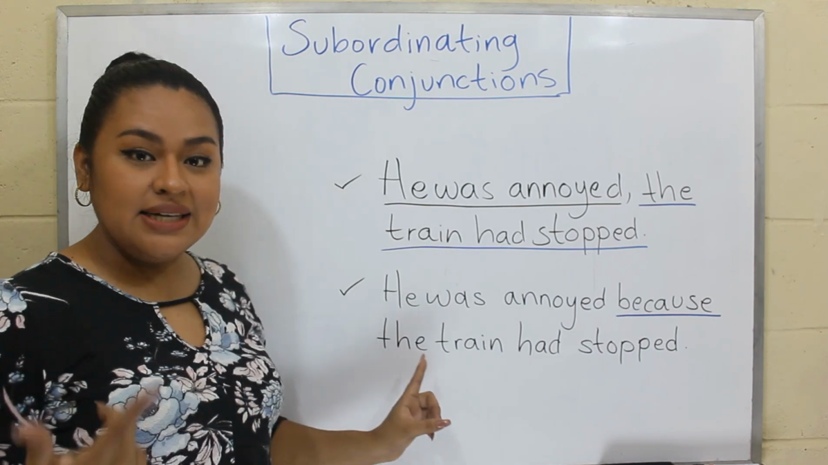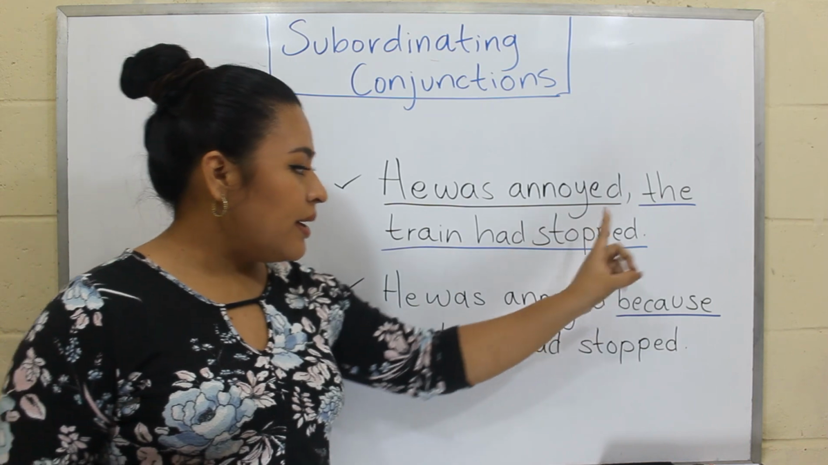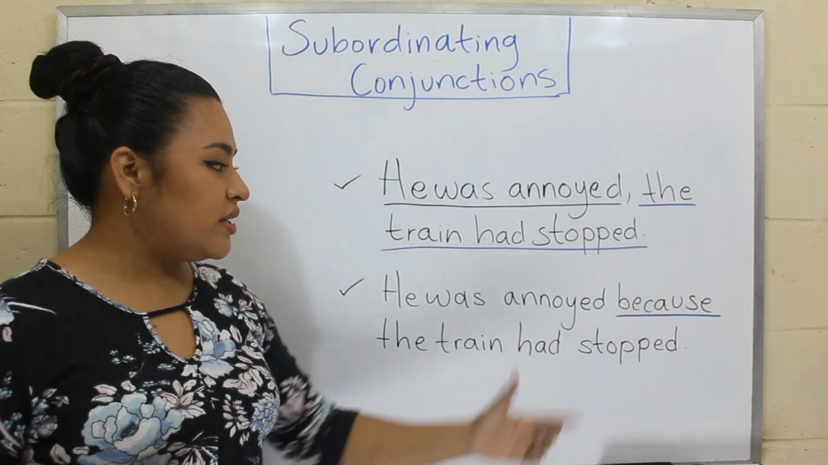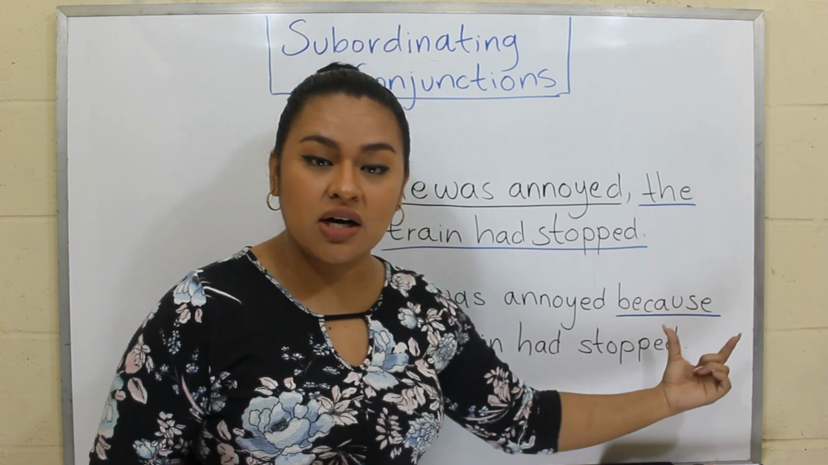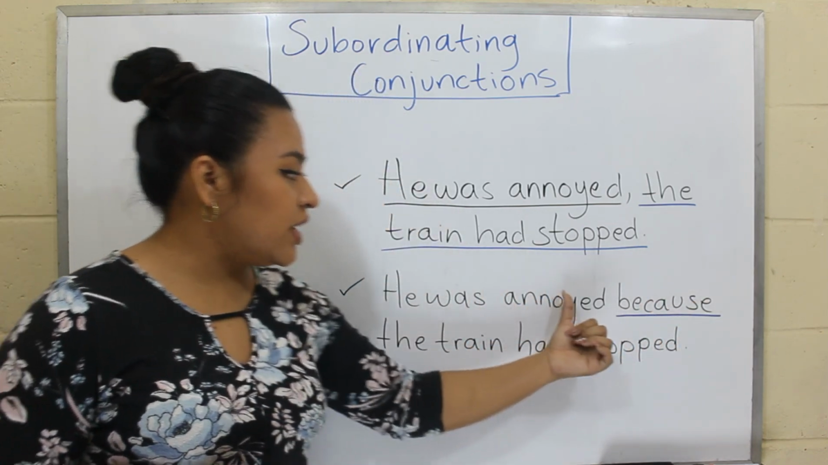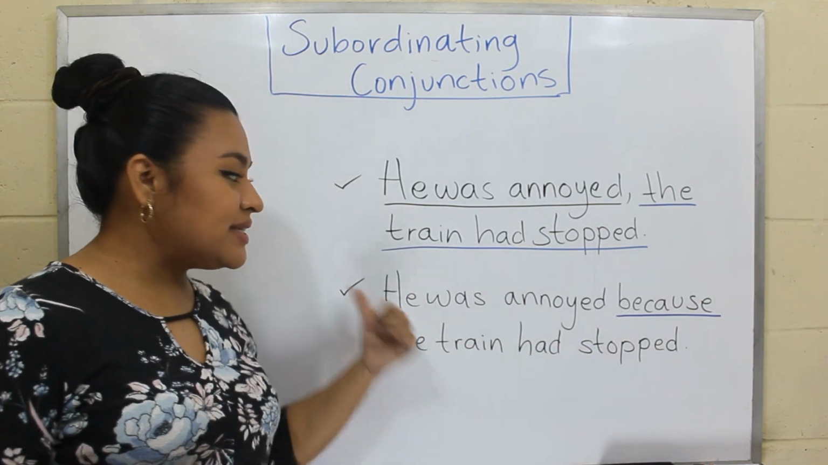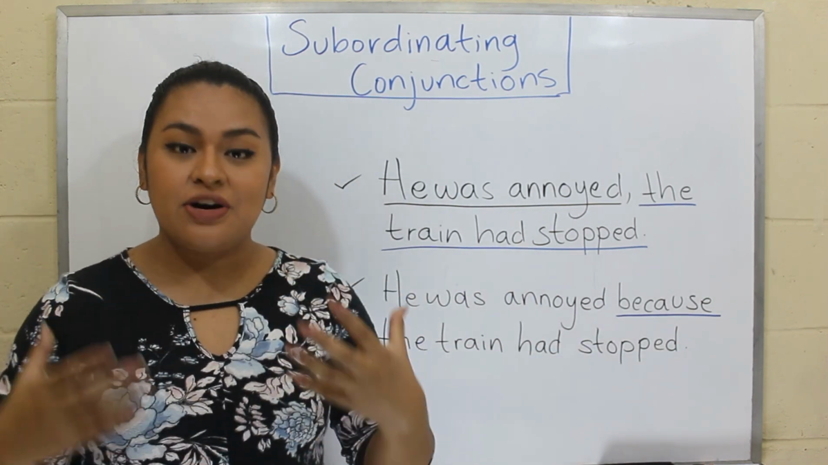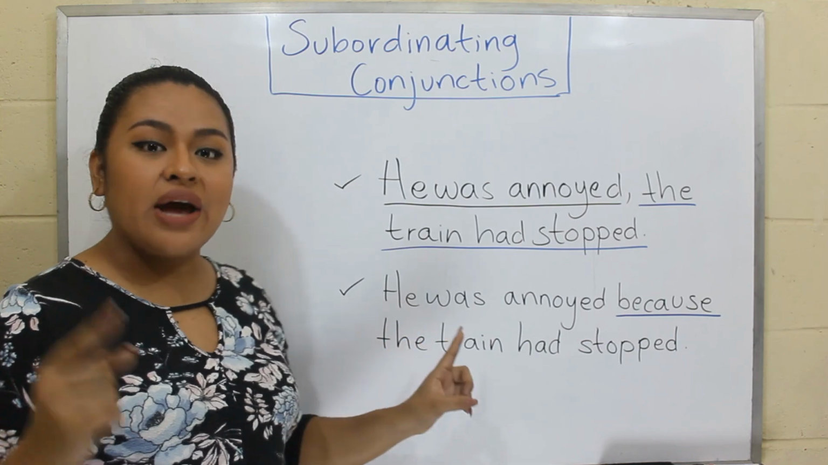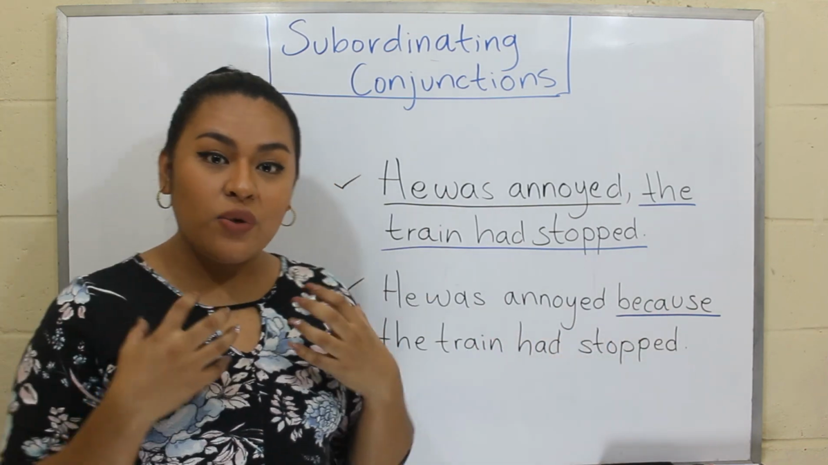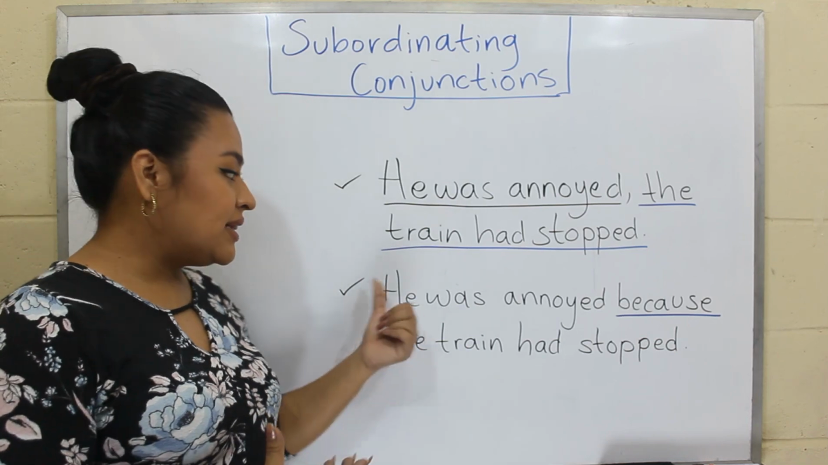So let's see the next sentence. He was annoyed because the train had stopped. You can see here that we are using the conjunction because to join he was annoyed and the train had stopped. So now this sentence has a different meaning. The reason why he was annoyed is because the train had stopped. So now we can understand this sentence easily.